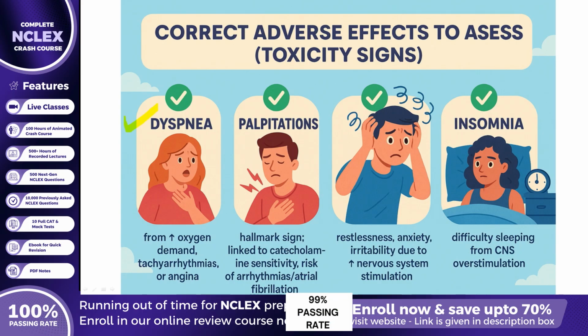The client may feel short of breath, especially those with pre-existing cardiac disease. This is an early red flag for possible cardiovascular compromise. Next, palpitations are also correct. With thyroid hormone excess, the heart becomes very sensitive to beta-adrenergic stimulation. Clients may feel a racing or irregular heartbeat, which can progress into atrial fibrillation or even heart failure if unchecked. Recognizing palpitations early helps prevent life-threatening complications.